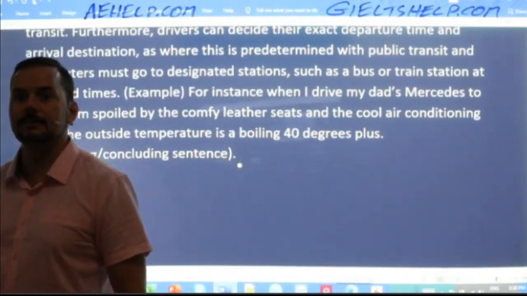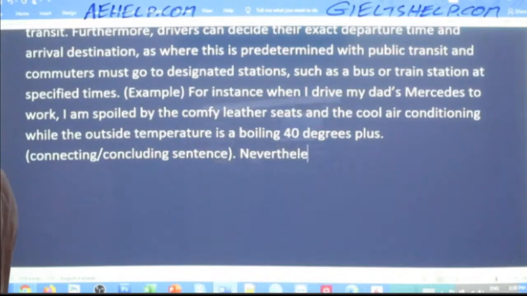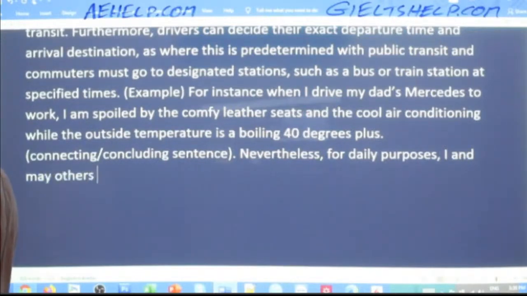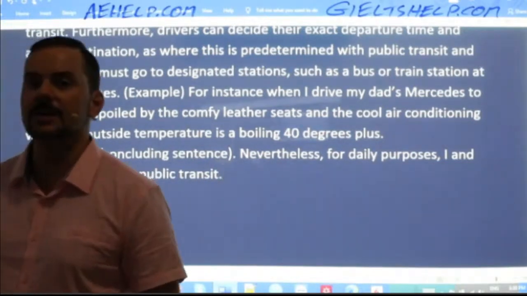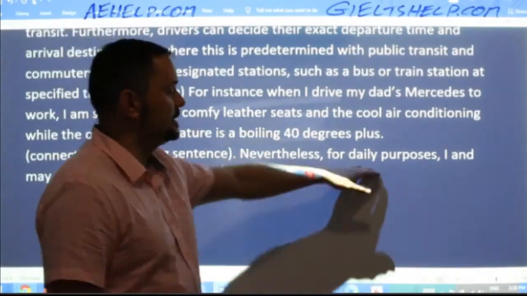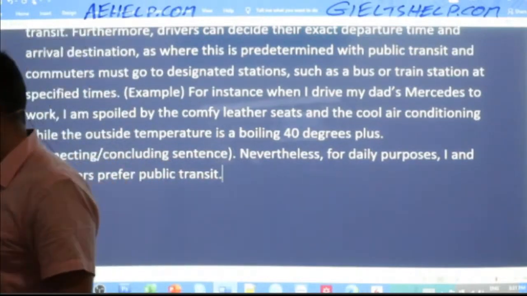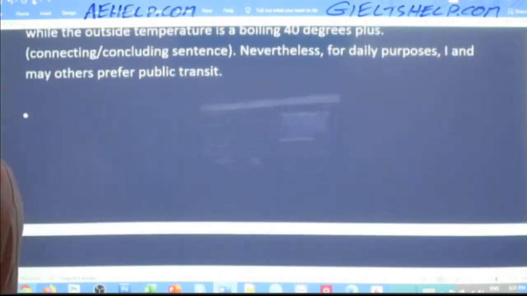All right. So here we go. Connecting. Nevertheless, for daily purposes, I and many others prefer public transit. Okay, so that's my connecting or concluding sentence here. Okay, so nevertheless, for daily purposes, I and many others prefer public transit. Okay, that closes this paragraph and lets me open up body paragraph two.